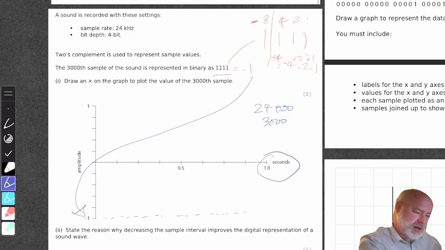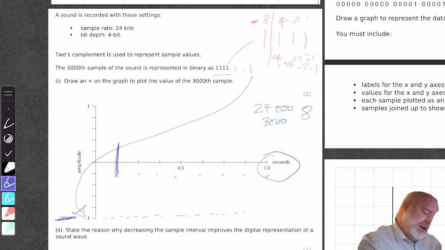I'll use a better colour. And you'll notice here 1, 2, 3, 4, 5, 6, 7, 8. So the 3000 sample is going to be here. And we've already identified that it's got to be on -1. So therefore the cross, or whatever mark you put in, draw an X. Yeah, it literally says that, draw an X on the graph to plot the value.